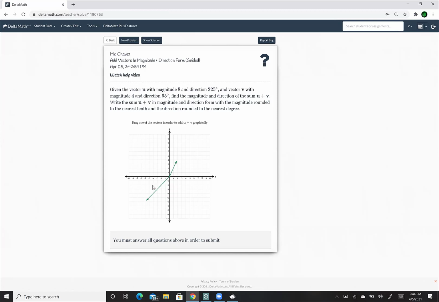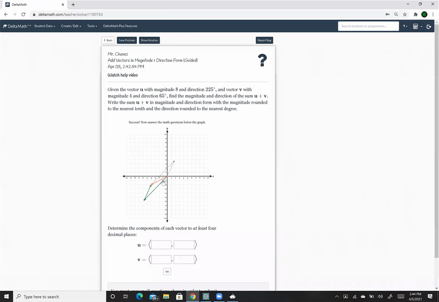It does not matter which vector you add, guys. You can go u plus v or you can go v plus u. So I'm just going to take this one and add it. So there it is. Boom. And then it says draw the resultant. So from the origin, I'm just going to go to that arrowhead right there. And there it is. There's my resultant, guys.